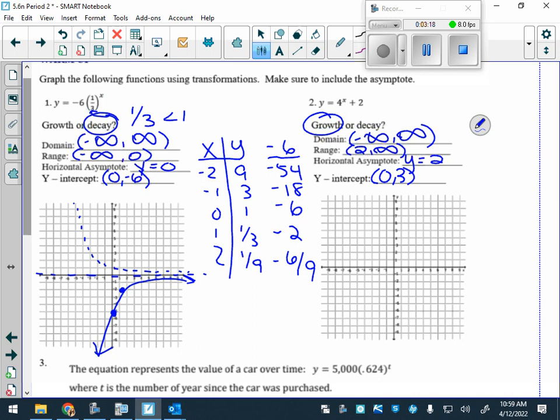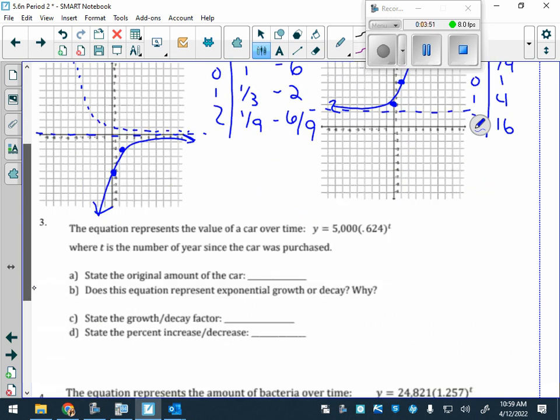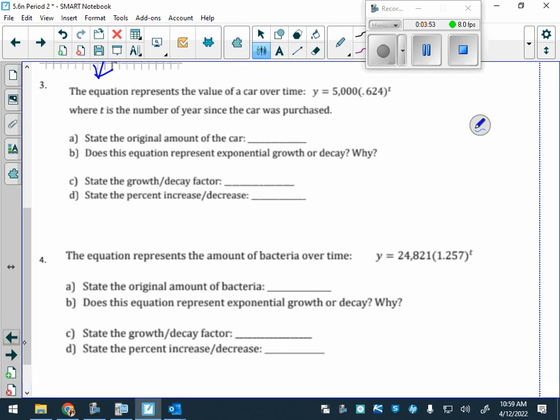And again, if you were to do your table of values, 1/16, 1/4, 1, 4, and 16, and you're just moving them up 2. So here's your horizontal asymptote. Okay, we have 0, 3 like we were told, 1, 4, now it's 1, 6, so on. Okay, good. Any questions about 1 and 2? Okay. Now we get into word problems.